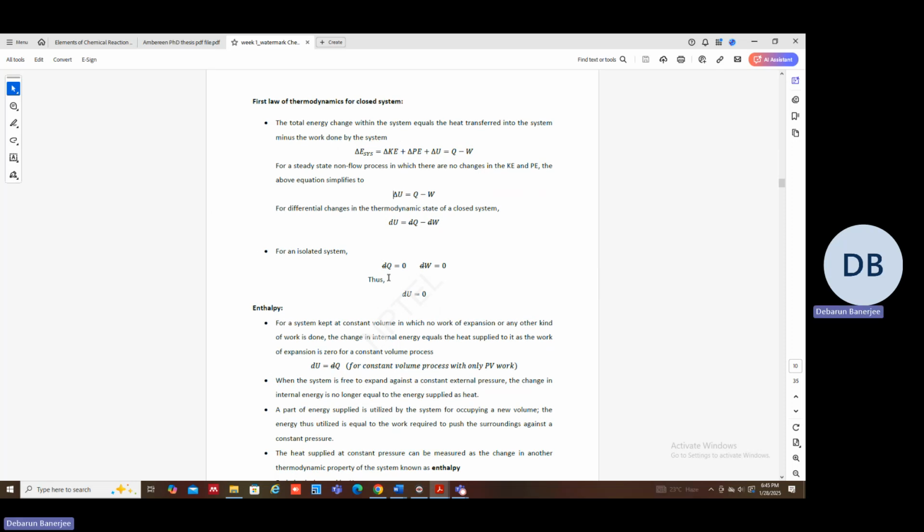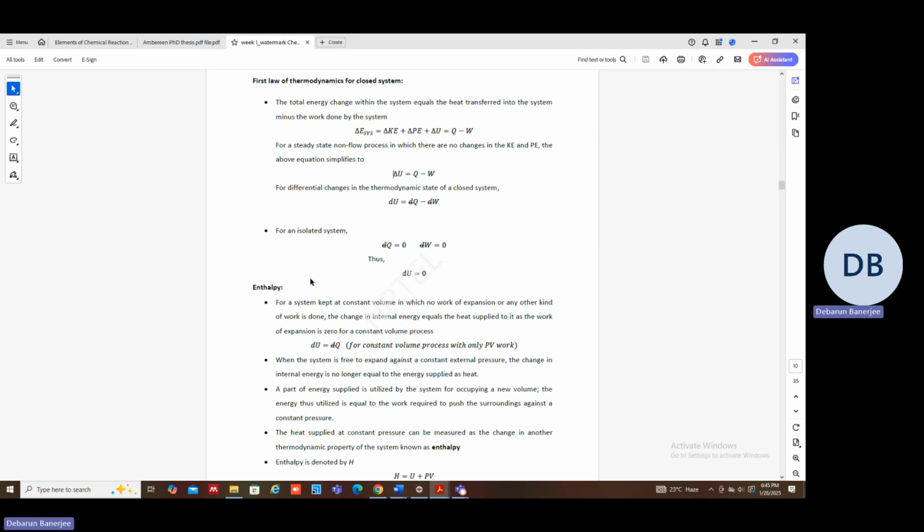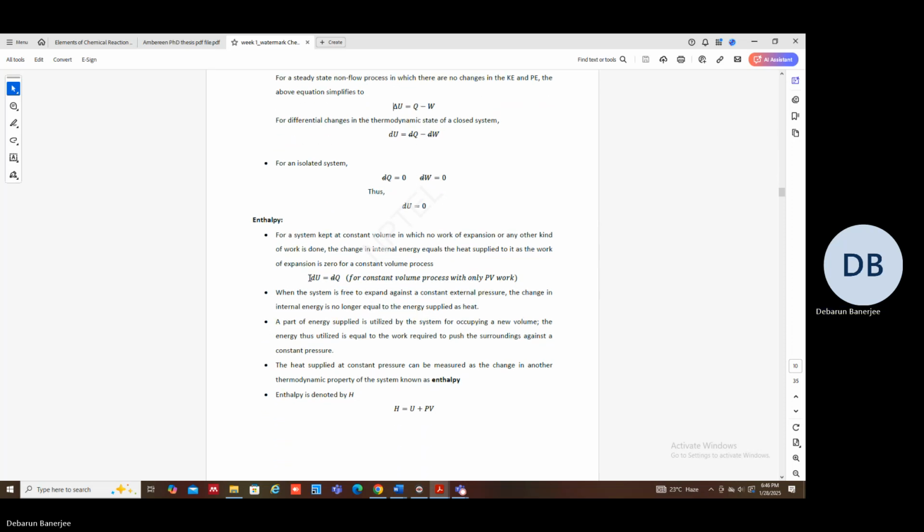For an isolated system, dQ equals 0, dW equals 0, thus dU equals 0. If a system is kept at constant volume, in which no work of expansion or any other kind of work is done, the change in internal energy equals the heat supplied, as the work of expansion is 0 for a constant volume process. dU equals dQ.